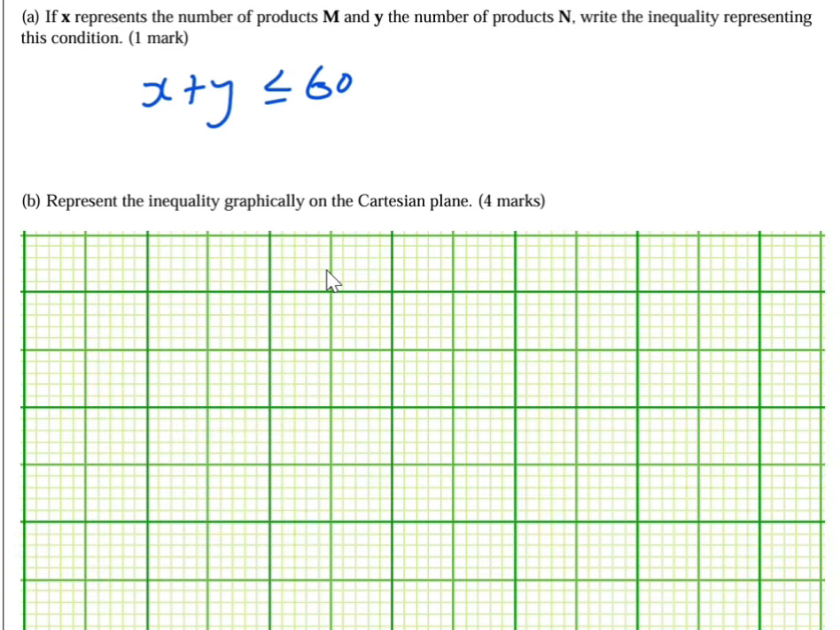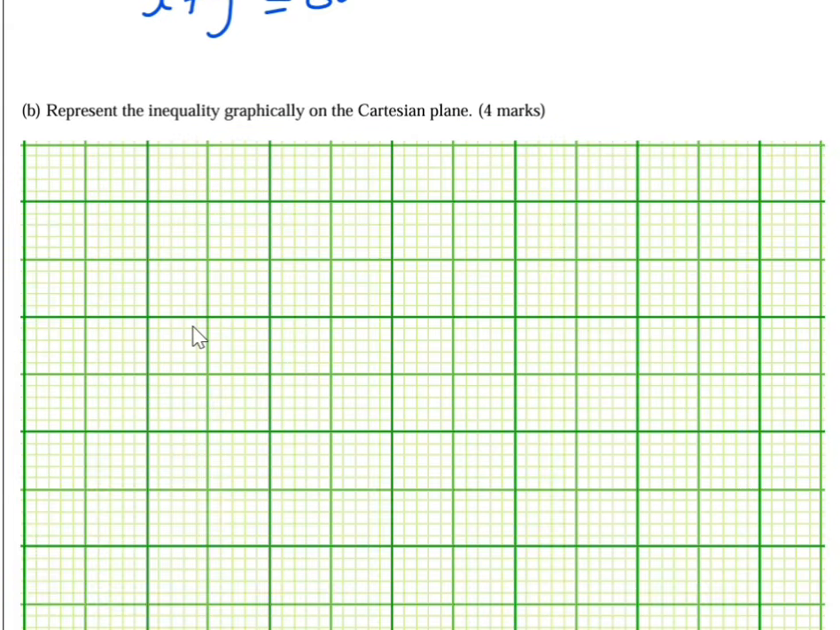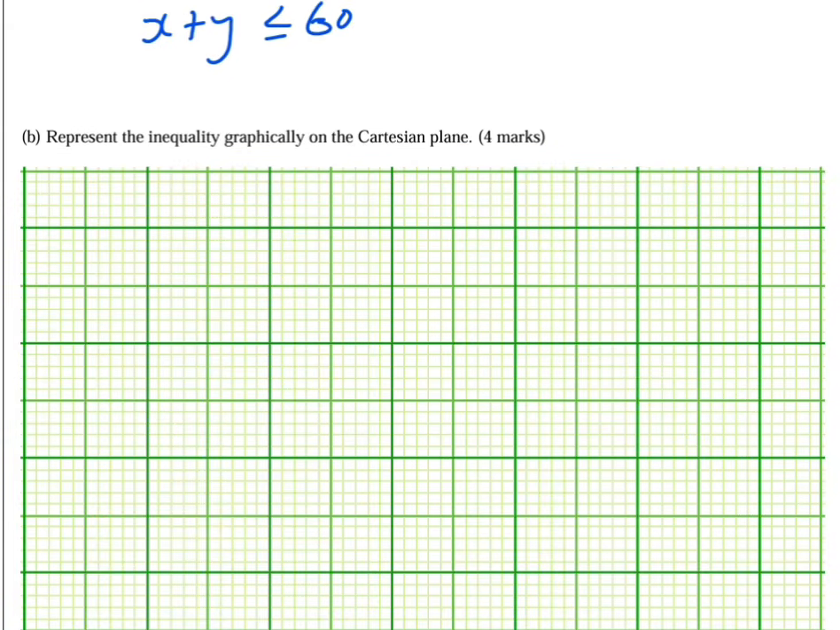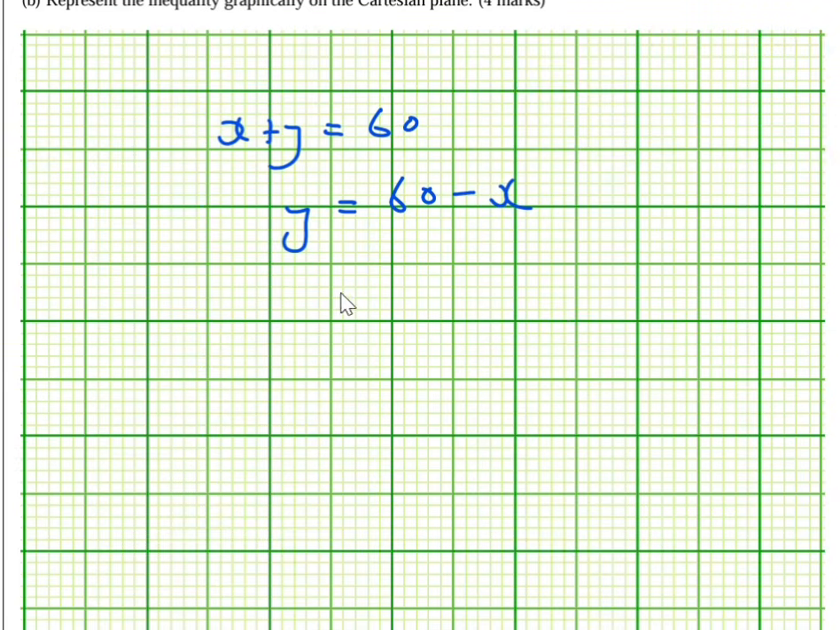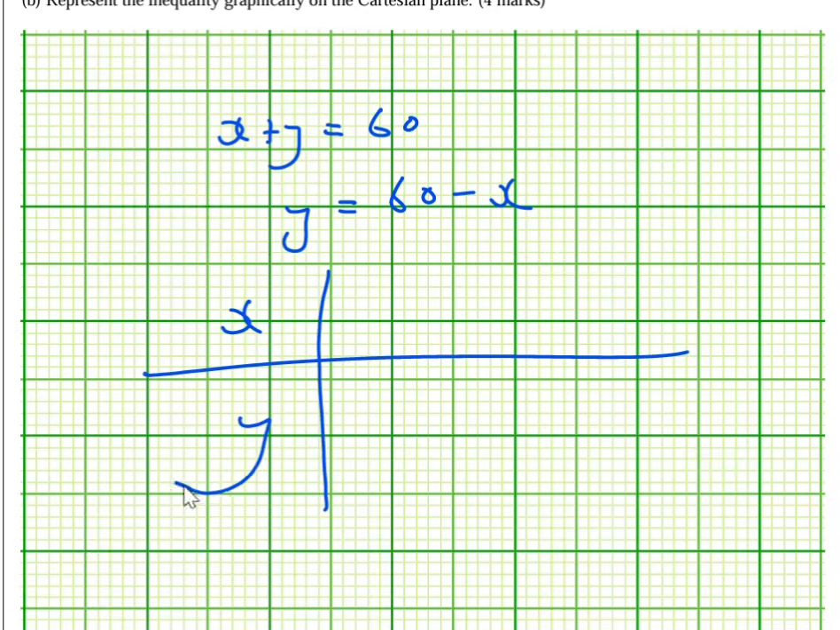Part B, represent the inequality graphically on the Cartesian plane. Very easy. So going to represent this. The first step is to change the inequality sign, put an equal sign. So we're going to say X plus Y, pale kuna inequality tunaweka equals 60, tunamake the equation. Take X to the left, tunabaki na nini? Y is equals to 60 minus X. So we make a table very quickly so that we can plot this. Make a table of values, yeah, X na Y. X hapo, Y hapo.